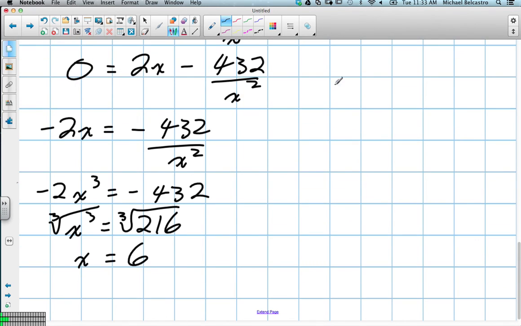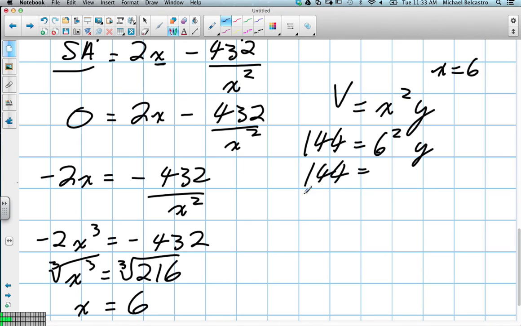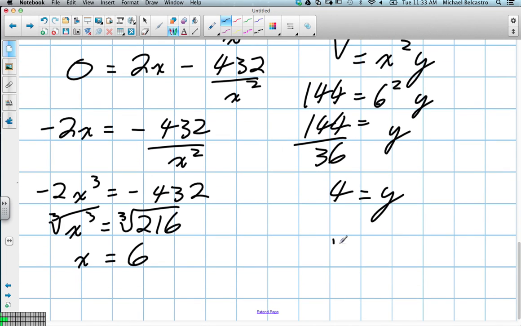Okay? So our volume formula, which was equal to x squared y, volume was 144, and we've just discovered that our x is equal to the value of 6. 6 squared times y is 144, so 144 over 36 is equal to y. What is it? 4. So the dimensions that would minimize netting, a wonderful drawing here, will be 6 by 6 by 4.